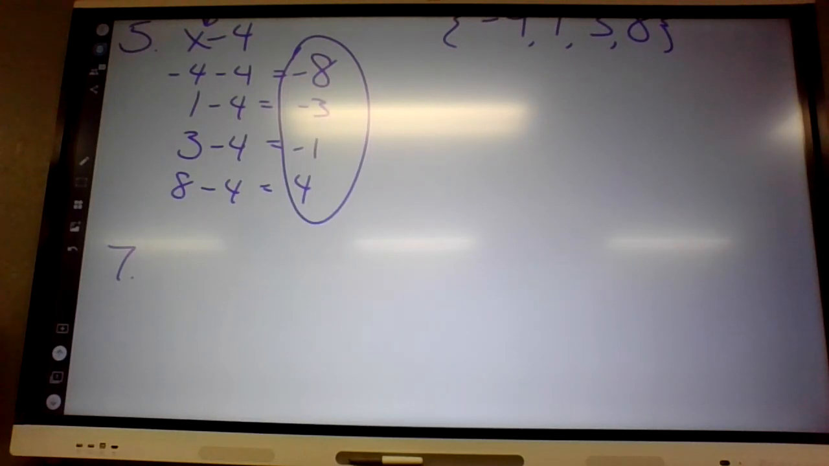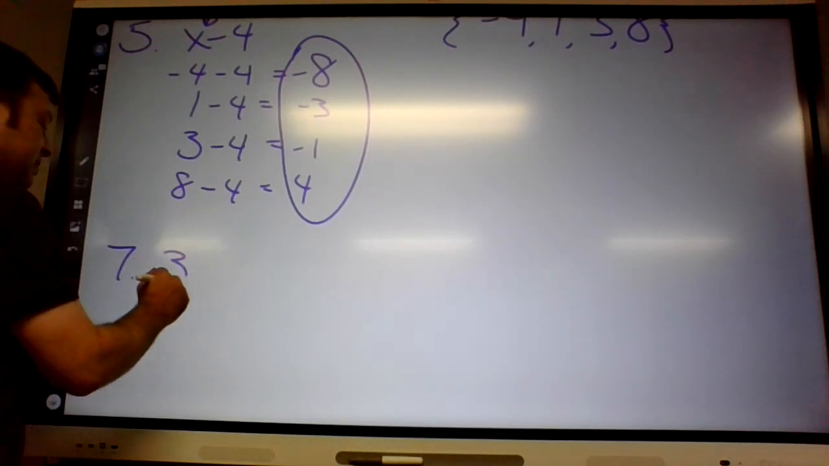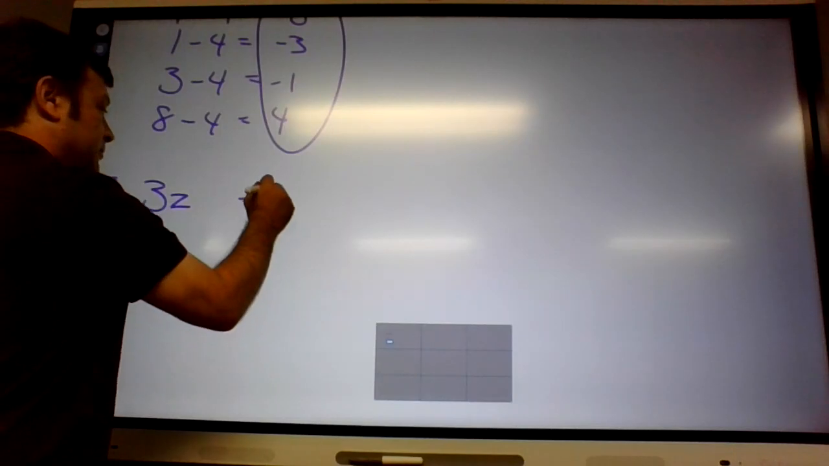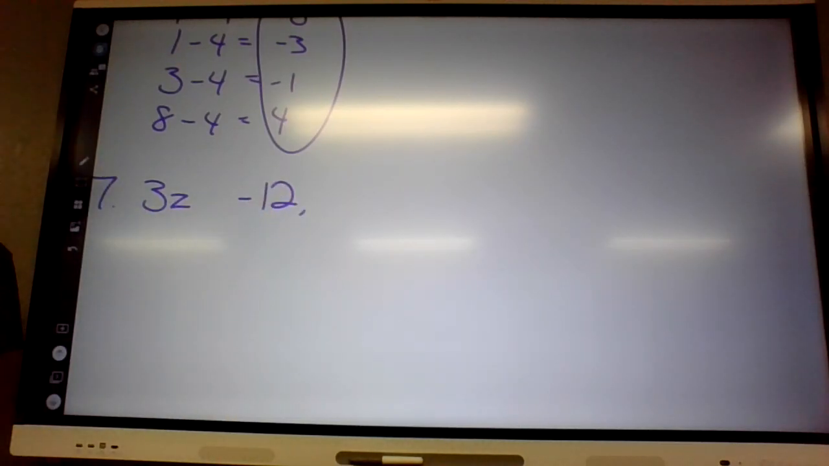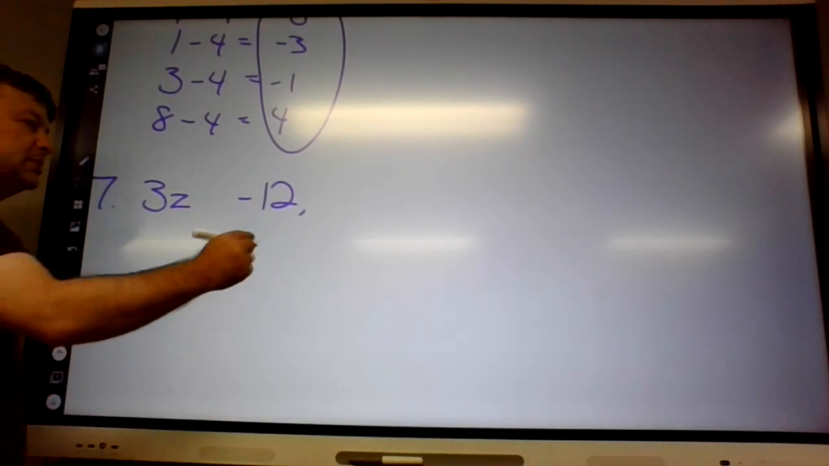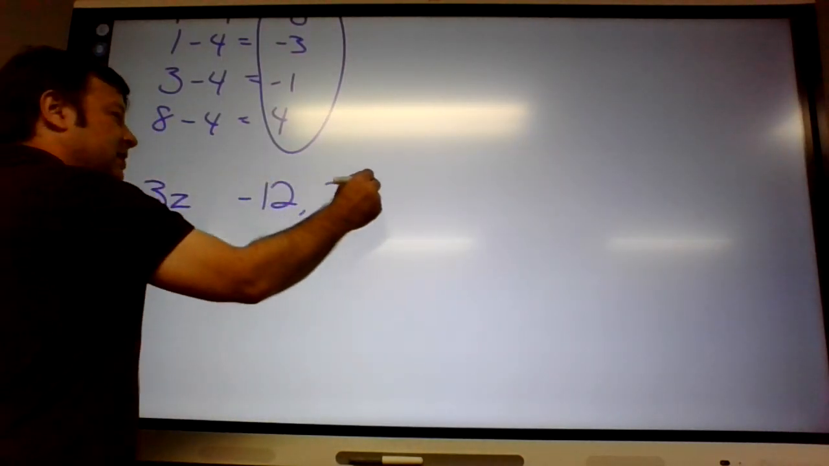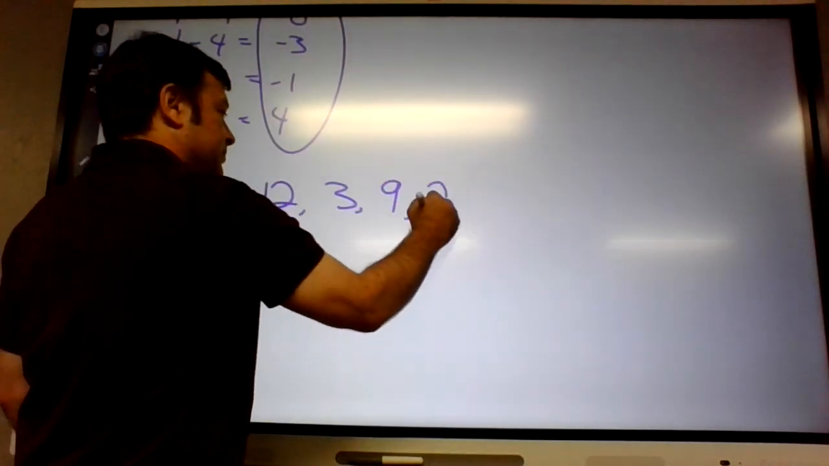Number 7. Alright. So Austin, what's it mean when it just says 3z? What does that mean? It's 3 times z. Well, pretty much always when a number is right next to something, it means multiply, yeah. So the first thing we do is 3 times negative 4. That'll be negative 12. And 3 times 1. And 3 times 3. 9. And 3 times 8 is 24.